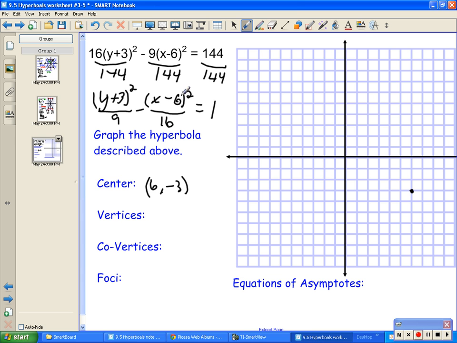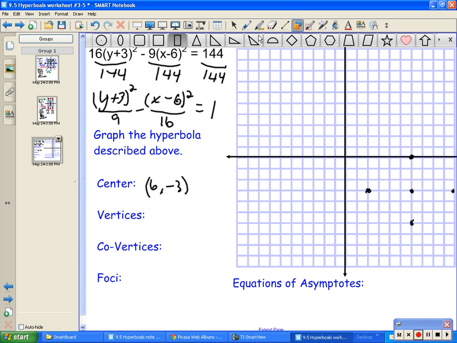This tells us that the x is going to be stretched 4 in each direction. And so we're going to go over 4, 1, 2, 3, 4. I'm kind of off the page here. And then for the other direction, 1, 2, 3, 4. And then the y is going to be 3 up, because the square root of 9 is 3. So we go up 3 and down 3. Okay, let's make our box like we've done for each of the other ones.